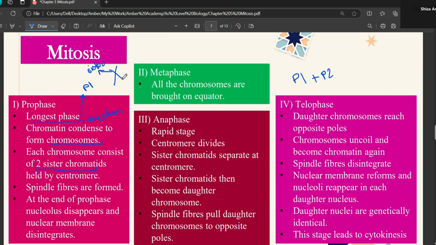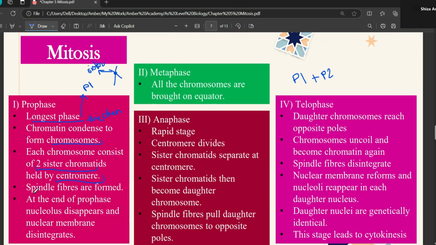Sister chromatid is the joining. Two sister chromatids joined to form this chromosome. So this one is a sister chromatid. And how were they held? We already talked about the constricted site, which is the centromere. So you need to add this detail as well. Sister chromatids join to form a chromosome, and they are held at this region. This constricted site is known as the centromere.